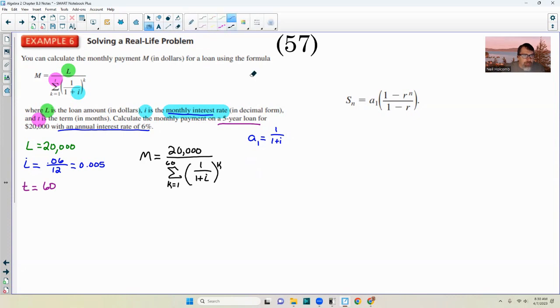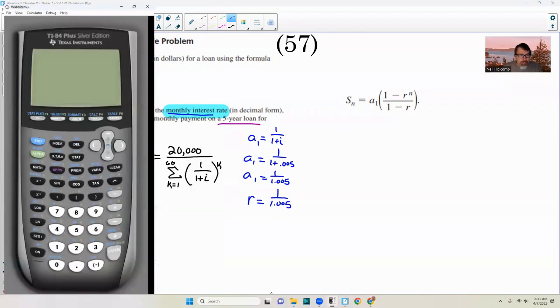I can leave it and then just calculate it. Okay, so a sub i is going to be 1 over 1 plus i, and my i is 0.005. So my first term is going to be 1 over 1.005. Hopefully that makes sense to you. Well, my common ratio is what's in the parentheses, so my r is also 1 over 1.005. So my first term is that, and my common ratio is 1 over 1.005. So what I'm going to do is use my calculator.